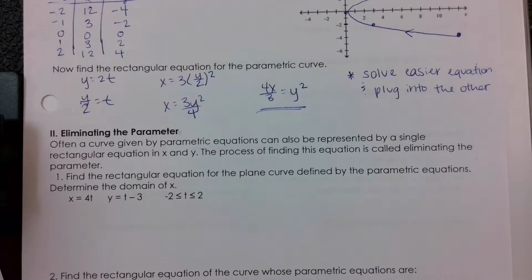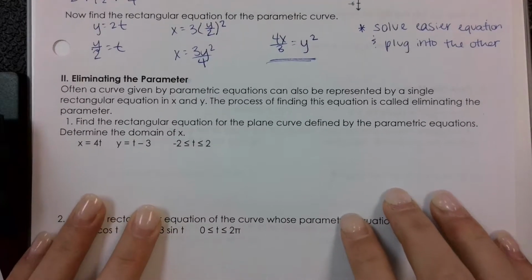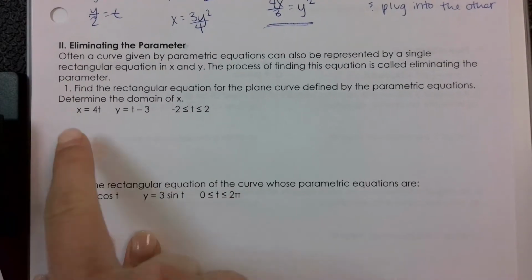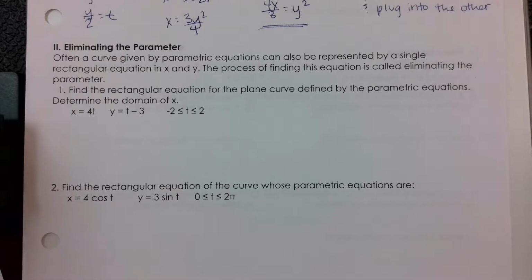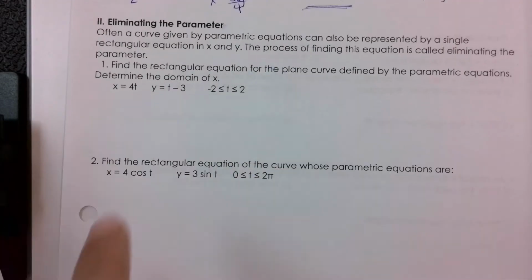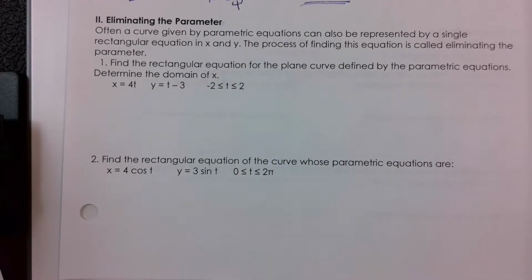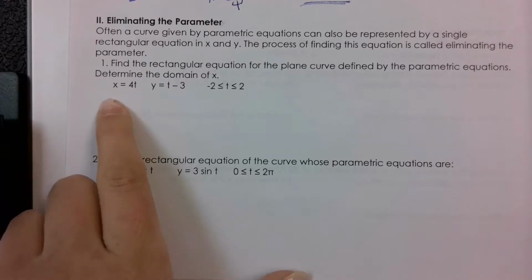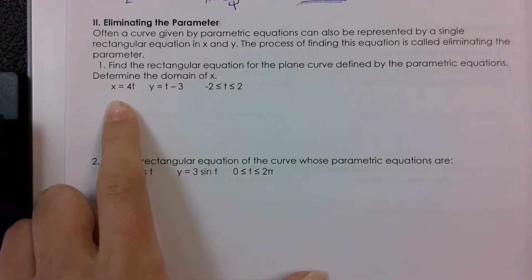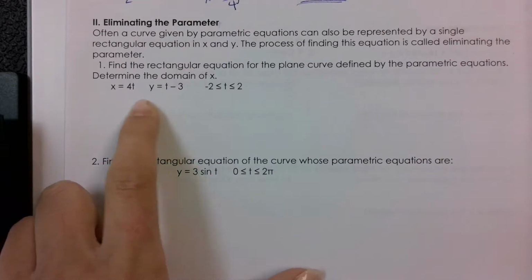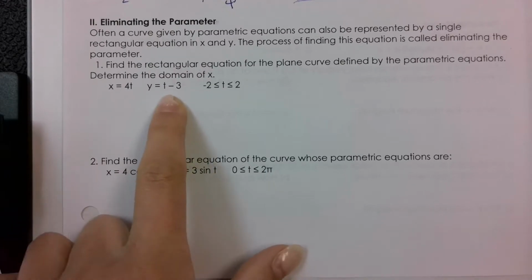Alright. So the next section, we're just going to continue to eliminate the parameter. It wants us to find the rectangular equation for the plane curve defined by these parametric equations, and then we're going to determine the domain. So looking at our functions, which one's going to be easier to solve for t? I think y is easier, but really either way is fine. If you look at x though, how would you get t by itself? Just divide by 4, and then we could plug that in place of t.